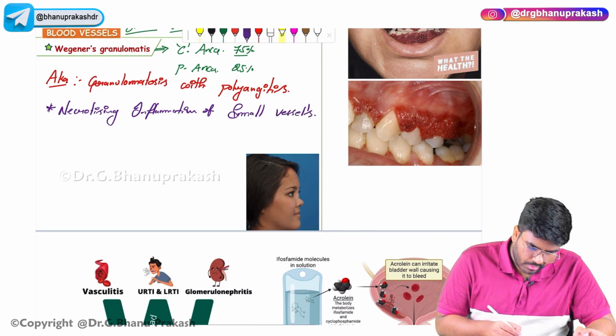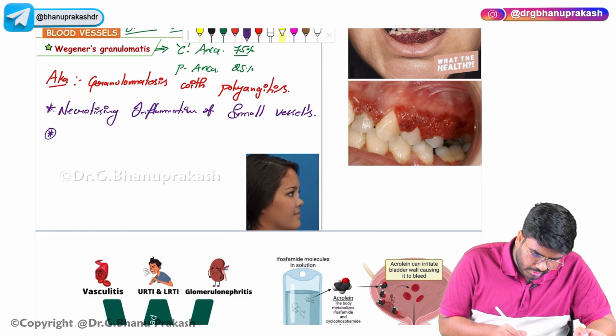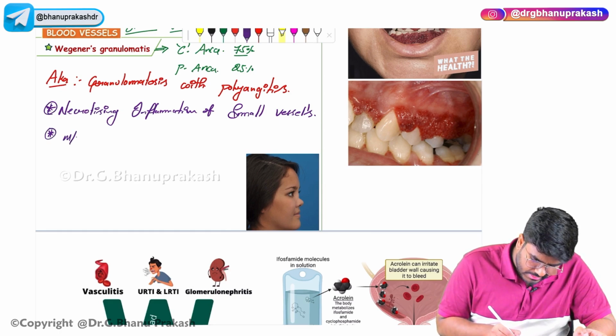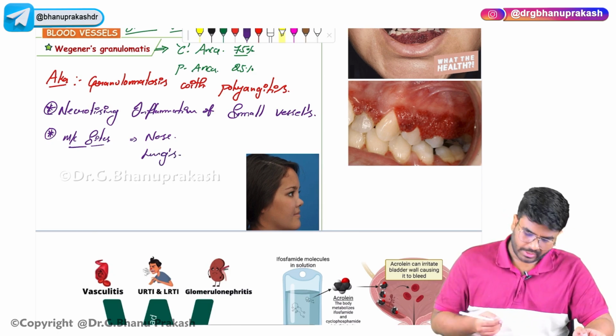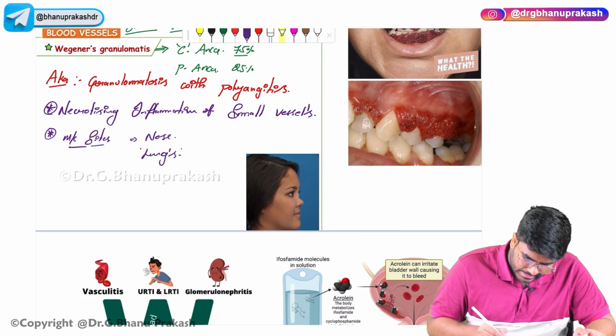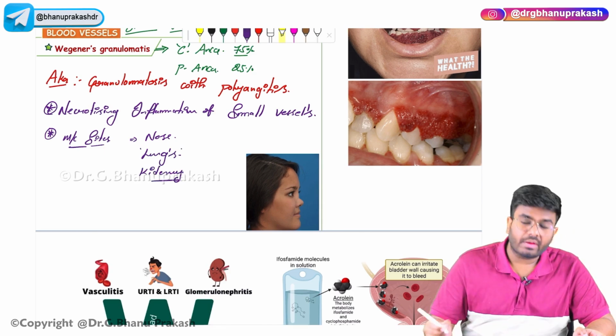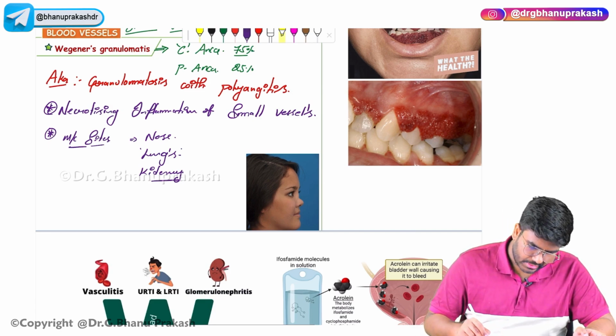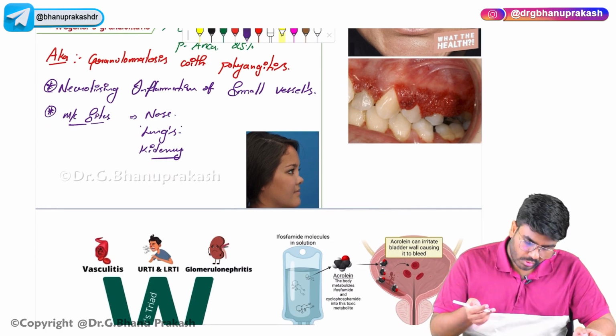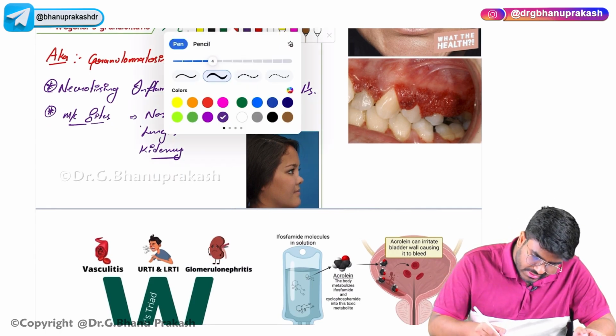Okay, now which sites are going to be affected? Most common sites that are going to be affected in this condition are the nose, lungs, okay, and the arteries. That's what I mean by the arteries in the lungs and the kidneys. The arteries in the kidneys are going to be affected. So nose, lungs and kidneys are going to be affected. Because of the involvement of nose, lungs and kidneys, what are the clinical features that you will see?